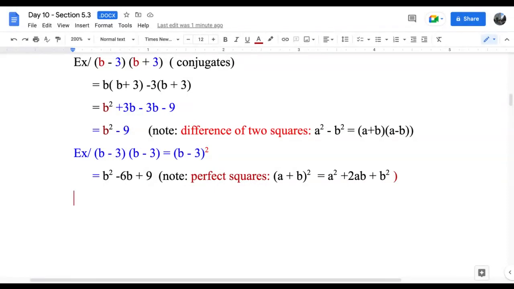And then the formula is a plus b squared equals a squared plus 2ab plus b squared. So make sure gradually you remember those formulas. So important. If it's a minus b squared, that equals a squared minus 2ab plus b squared.